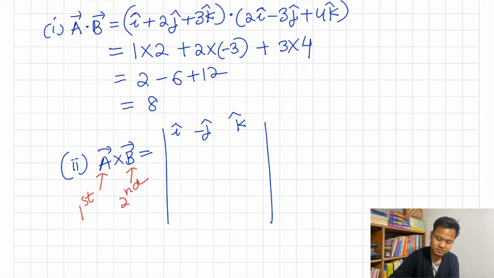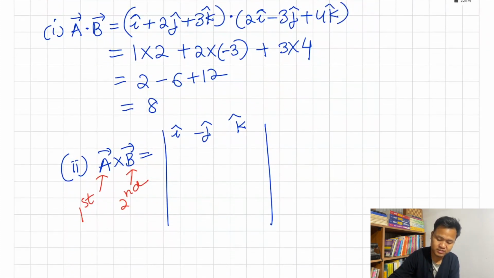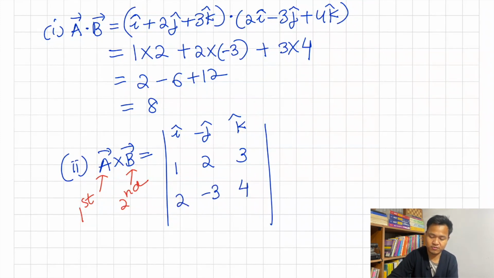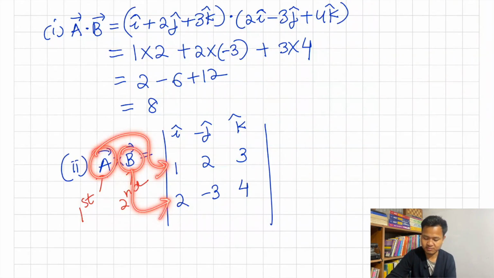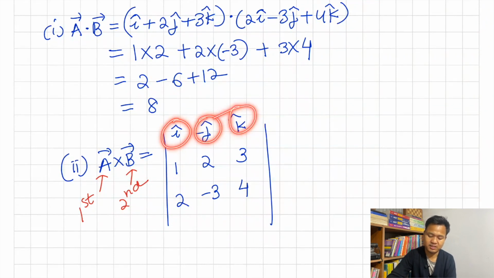First you write the first vector coefficients: 1, 2, and 3. Then the second vector b: 2, minus 3, and 4. If you write b first here, then the answer will be wrong, you'll get the negative. So the first vector should be written first, and the second below. And the top row will always be the same: i, minus j, and k, always.